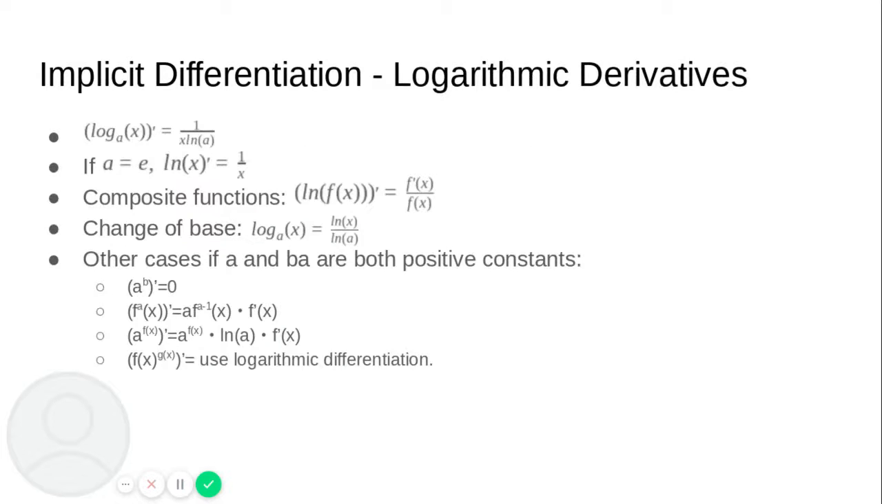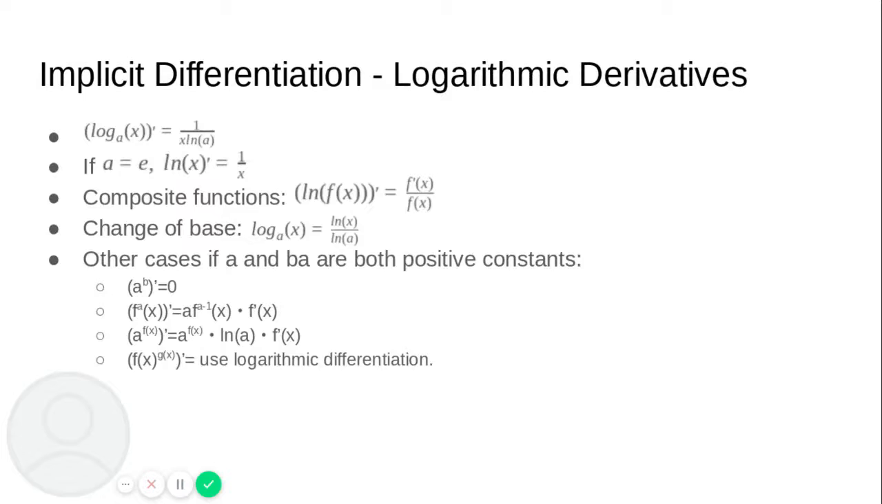There's also logarithmic differentiation, so this is how we differentiate logarithmic functions. The basic one is just log base a of x. The derivative of that, the first derivative, is 1 over x ln a, ln being the logarithm of e, so the natural logarithm. Similarly, ln x, the derivative of that is, excuse me, just 1 over x. And then for composite functions, we just use the chain rule.